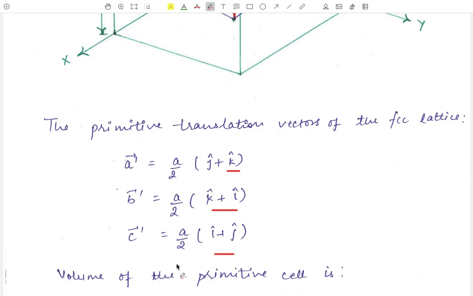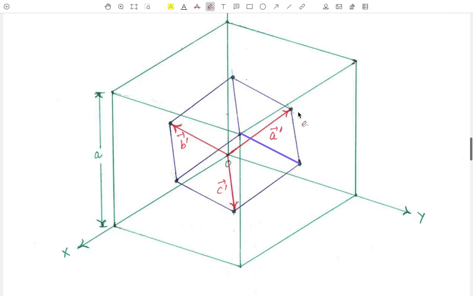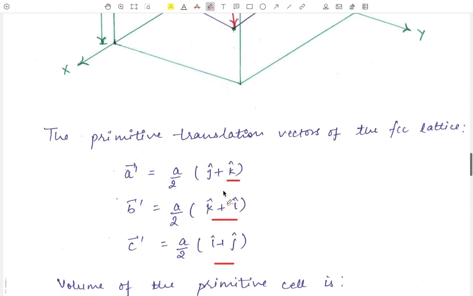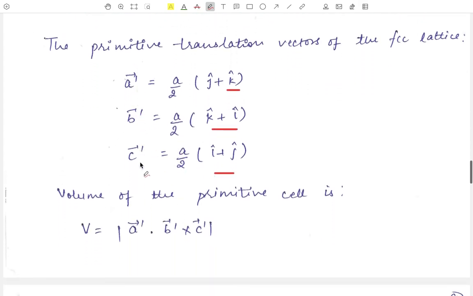ठीक है, a अपॉन टू हम लोग क्यों ले रहे हैं? बिकॉज हम लोग कंप्लीट डायगनल की लेंथ नहीं ले रहे, ओनली हाफ द लेंथ ऑफ द डायगनल हम लोग यहाँ पर कंसिडर कर रहे हैं. Therefore we have here a upon 2, that is we divide this a length by 2 here. ठीक है, now these are the primitive translation vectors for the FCC lattice.